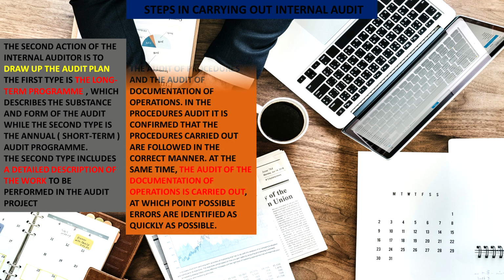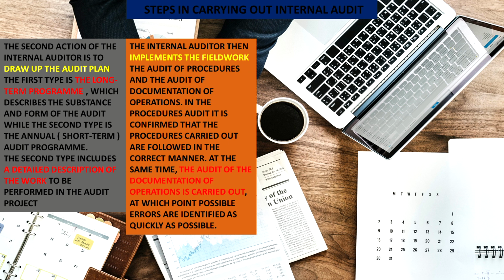The internal auditor then implements the fieldwork. At this stage, the internal auditor completes the steps detected by the audit program. Specifically, the audits he implements are two: the audit procedures and the audit documentation of operations. In the procedures audit, it is confirmed that the procedures carried out are followed in the correct manner. At the same time, the audit of the documentation of operations is carried out, at which point possible errors are defined as quickly as possible.